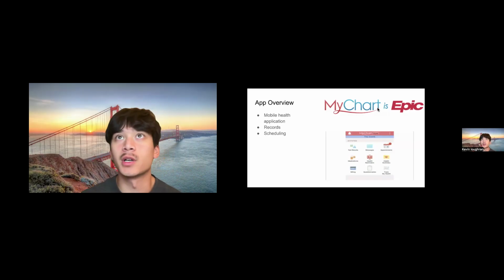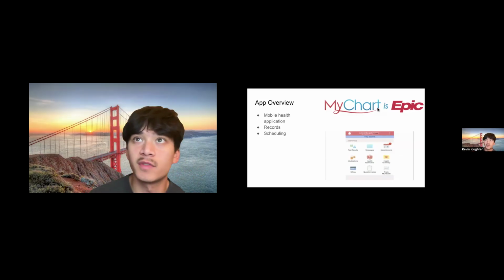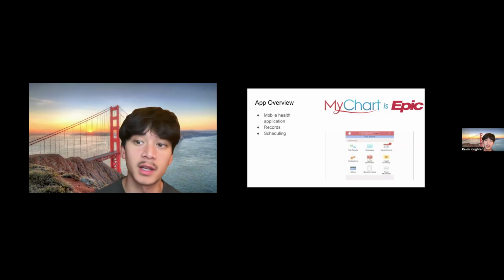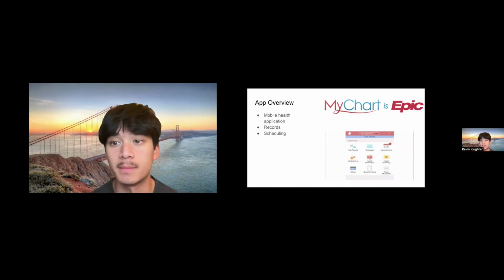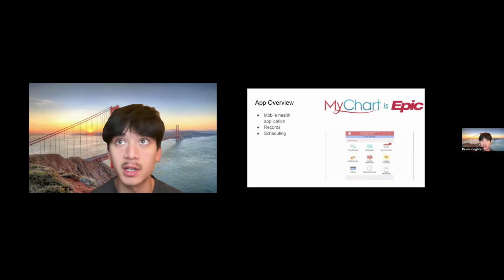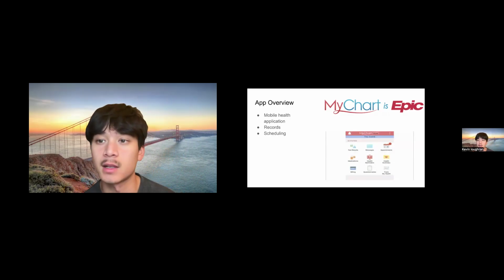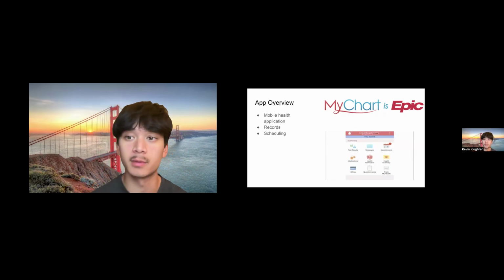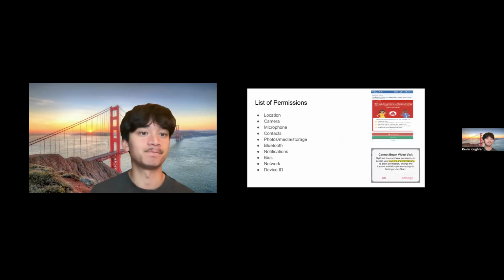So, what is Epic MyChart? Epic MyChart is a patient-facing mobile application used by hospitals and clinics to run their electronic health record keeping. This app allows users to view their lab results and their medical records. It allows them to message their doctors, manage appointments, pay bills, access telehealth visits, and it also allows users to connect third-party wearables, such as Fitbit and Apple Watch, to track their health.